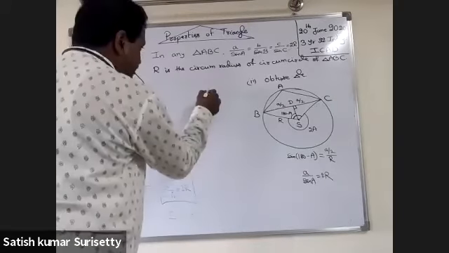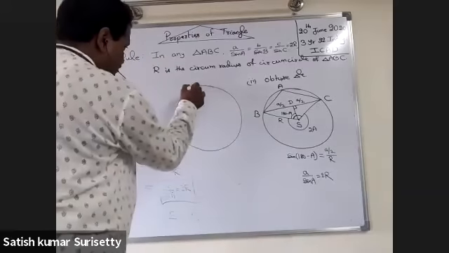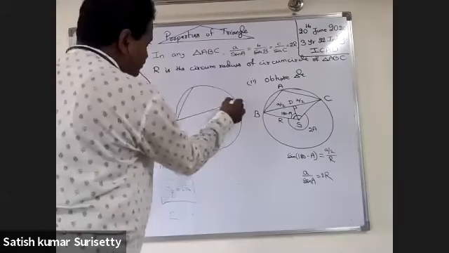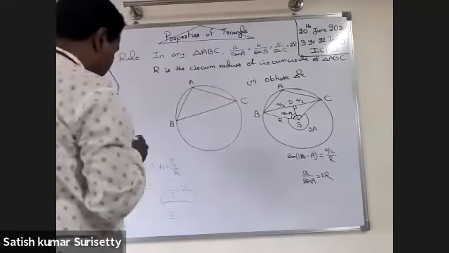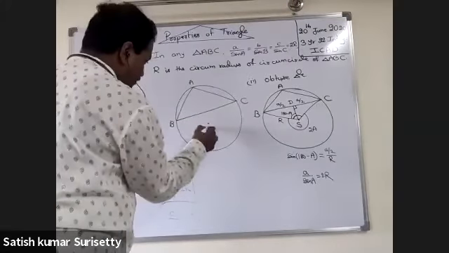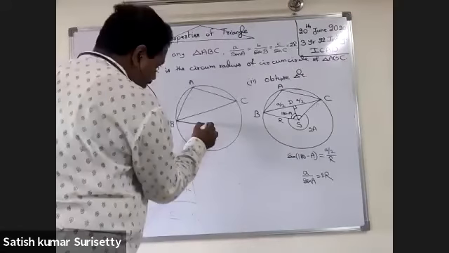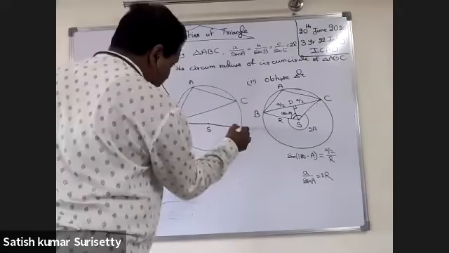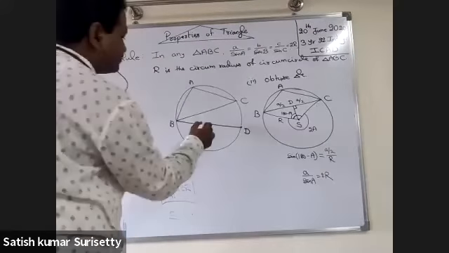So another method is exactly in a similar manner. Join BS and produce it to intersect the circle at D. Now join CD.